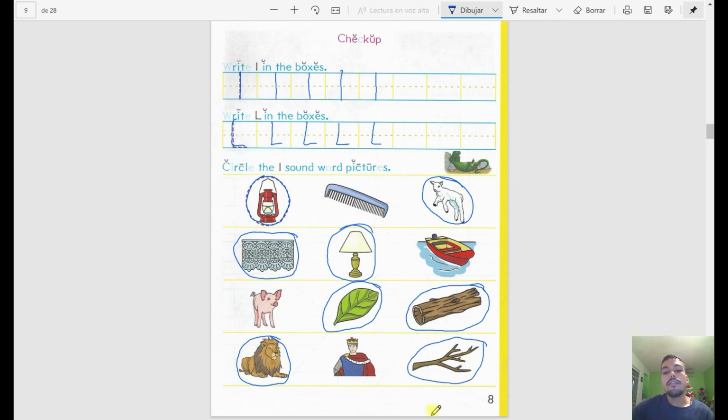Very good. And finishing with that one, we finish with the page number 8. And we finish with the goal of the day, right?